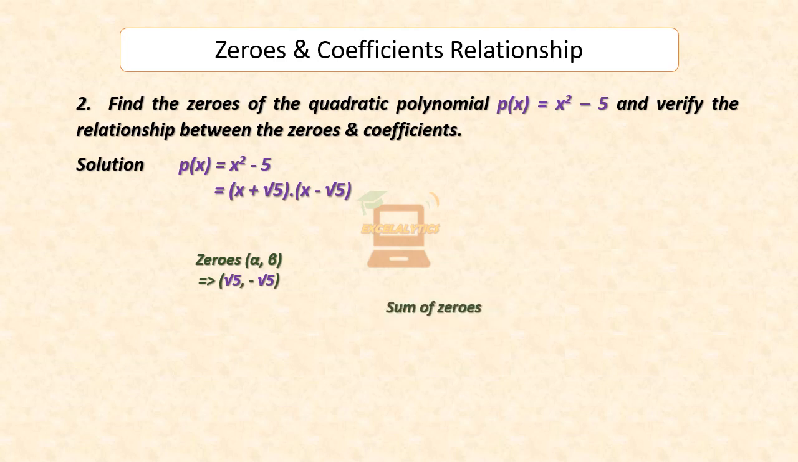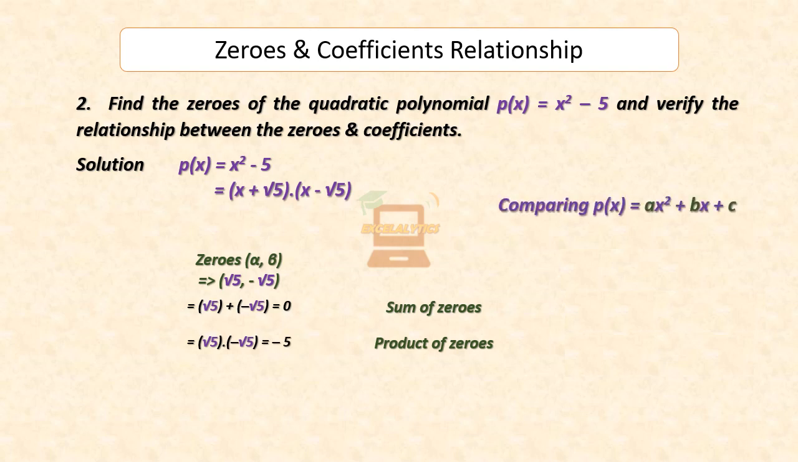Hence, sum of zeros will be root 5 plus minus root 5 equals 0. Similarly, product of zeros will be root 5 times minus root 5 equals minus 5. By equation of relationship of zeros and coefficients.